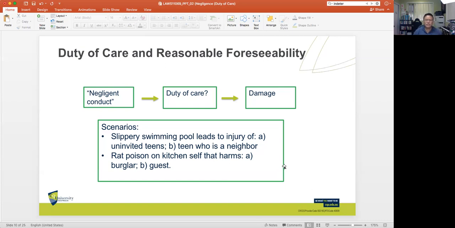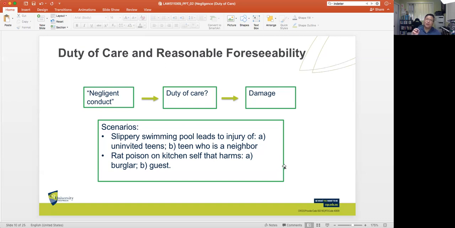You might also have a situation where you might have infestation of some rats in your property. And what you do as a homeowner is to put rat poison in the kitchen. And again, in that particular scenario, what if you had a burglar, uninvited, who goes into the house and sees what he thinks is food, he eats it, and he suffers damage? Would you be liable for his injuries? A different scenario, it is a guest who goes to the house and thinking that it was food, he eats it.